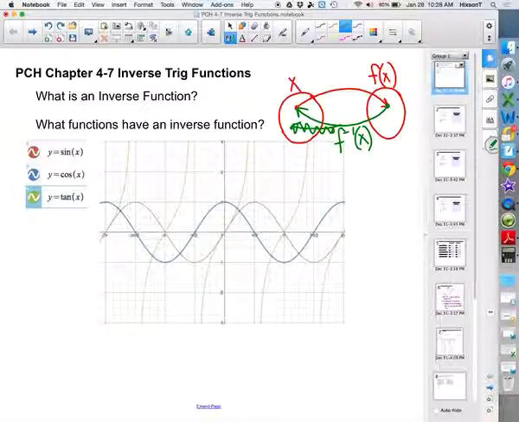The key was, in order for it to be an inverse function, you had to limit the domain. So what I want to do now is take a look at these one at a time and see how we would limit the domain. And then we're going to see the graph of the inverse functions and look at their domain and range. Okay?